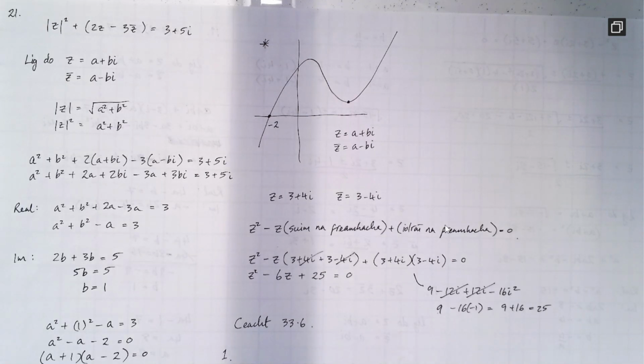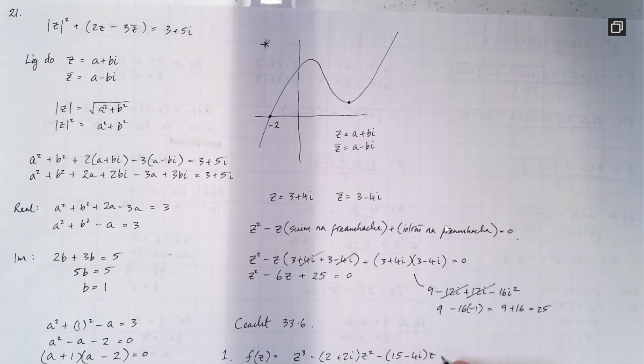So we have f(z) equals z cubed minus (2 plus 2i) z squared plus a linear term in z plus 30i.